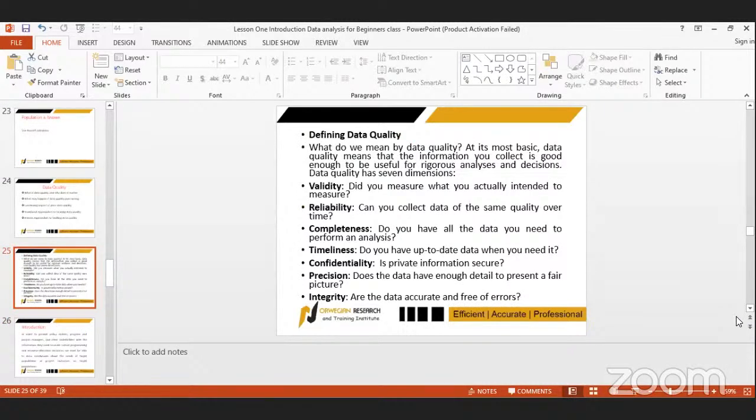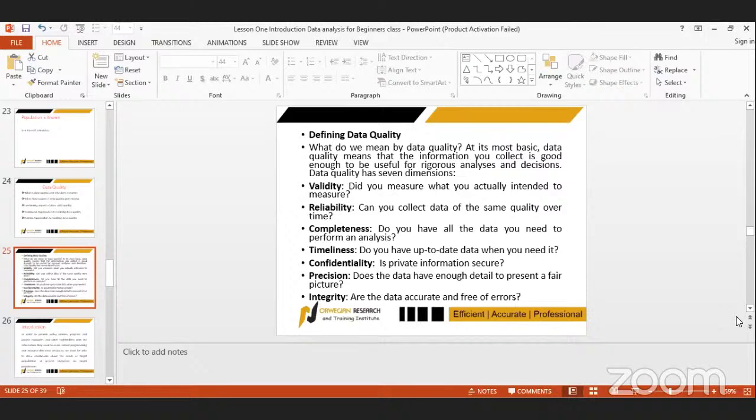So, defining data quality: what do we mean when we refer to data quality? Data quality means the information you collect should be good enough to make analysis and decisions that can be reliable. So when we talk about data quality, we are very concerned about the validity of the data. In answering the question of validity: did you measure what you actually intended to measure? That's the concept of validity.